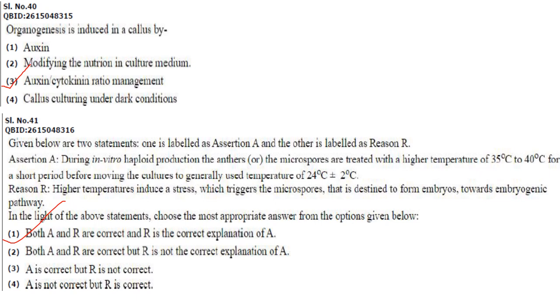Now for in vitro haploid production, the anthers or the microspores are treated with higher temperature. They are treated with higher temperature because higher temperature induces stress, and this triggers the microspores to form embryos. So from embryos you can get in vitro haploid plants. So the answer is both A and R are correct, and R is the correct explanation of A.